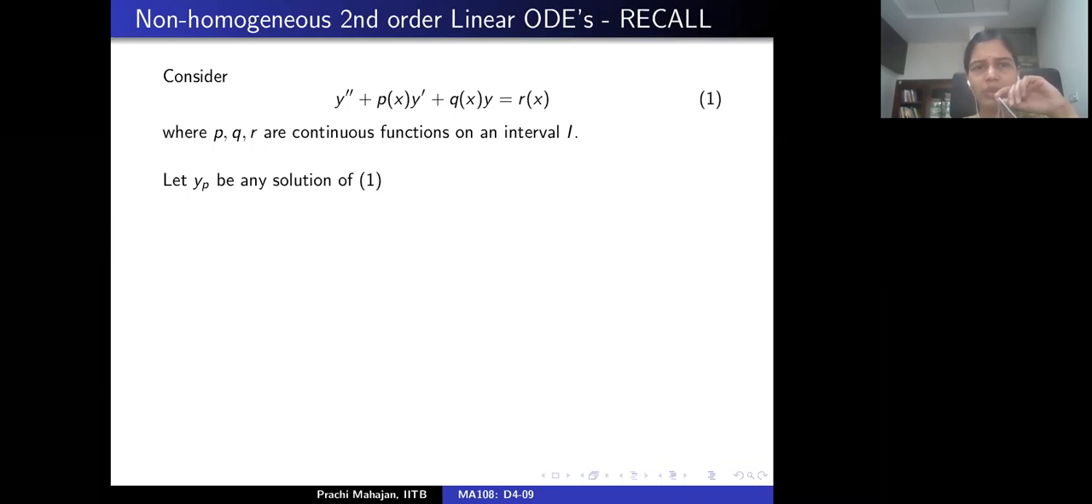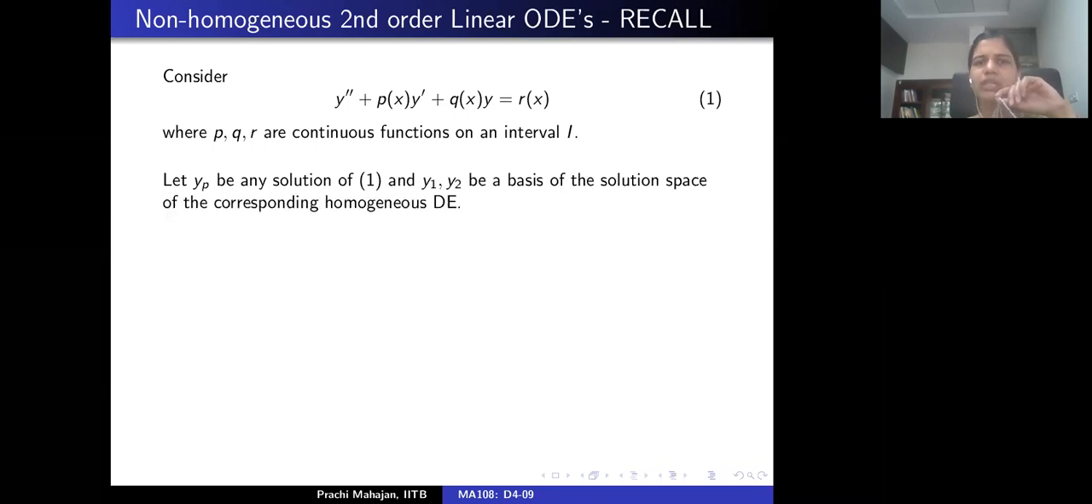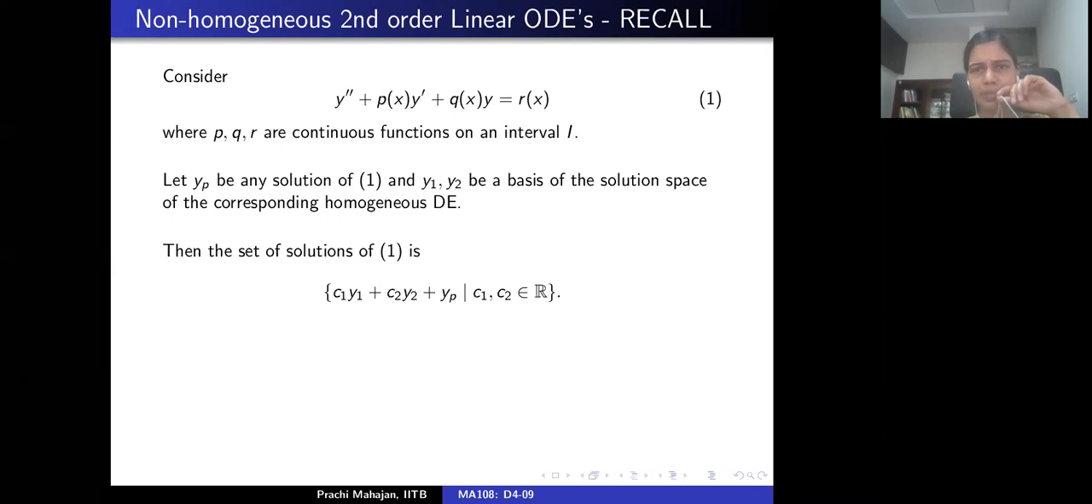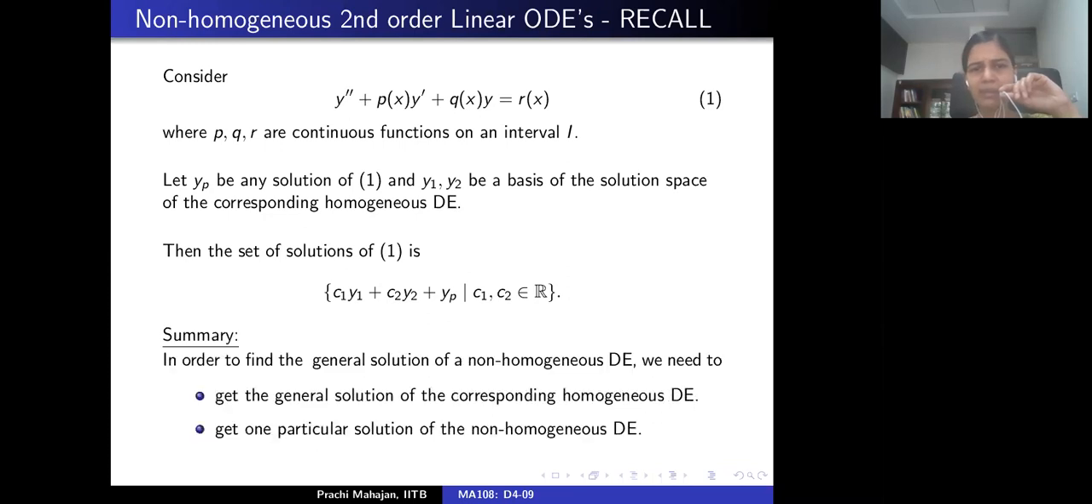What did we do? We looked at any particular solution of the non-homogeneous differential equation, and we looked at the basis of the solution space of the corresponding homogeneous differential equation, right? And then we proved this theorem that the solution space of the non-homogeneous differential equation is given as C1y1 plus C2y2 plus some particular solution of the non-homogeneous differential equation, correct? Everybody remembers this, right?